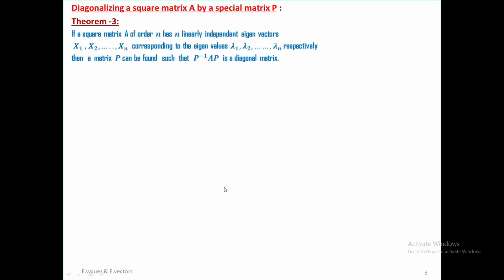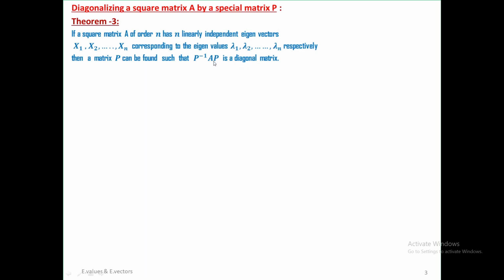So diagonalizing a square matrix A by a special matrix P is another concept. Theorem number 3, continuation to lecture number 7. Two theorems I have done in lecture number 7. Now theorem number 3 in lecture number 8. If a square matrix A of order n has n linearly independent eigenvectors x1 to xn corresponding to the eigenvalues lambda 1 to lambda n respectively, then a matrix P can be found such that P inverse into A into P is a diagonal matrix.